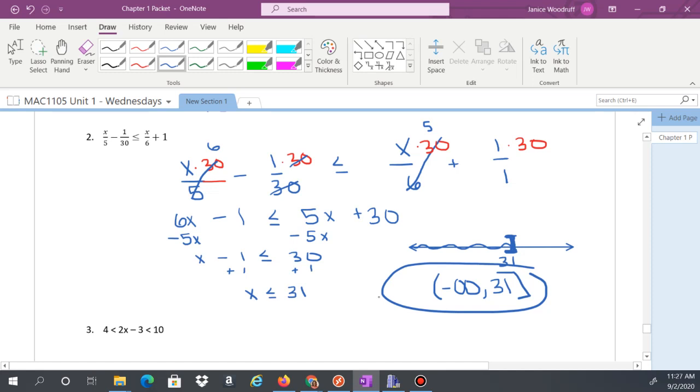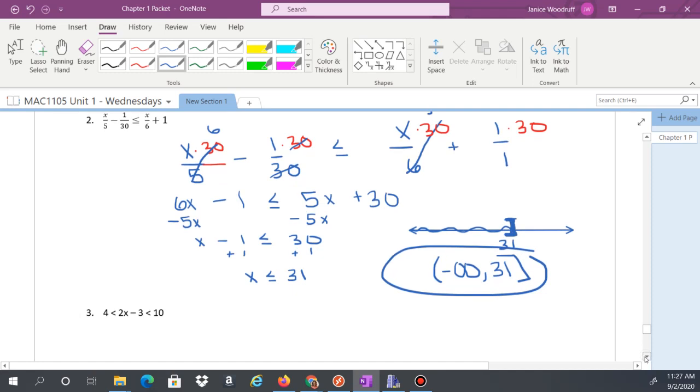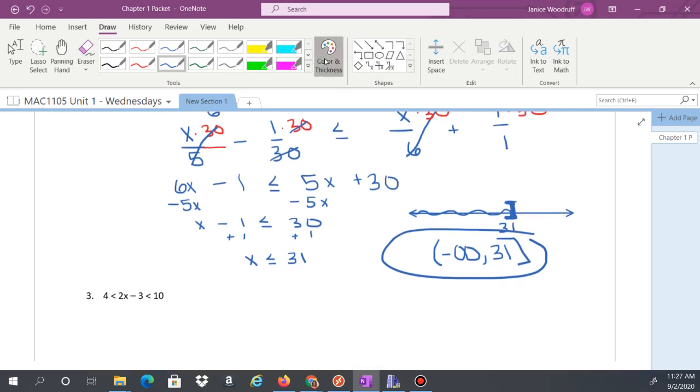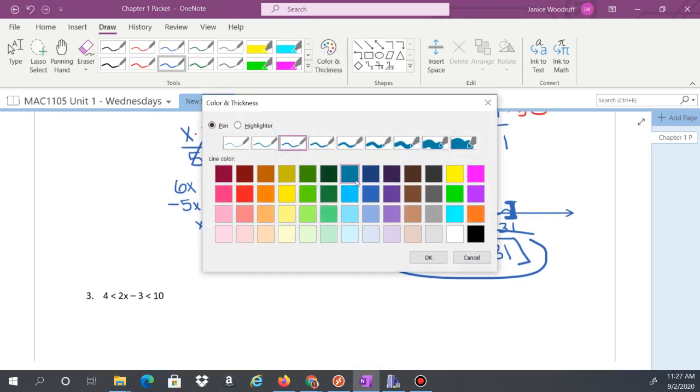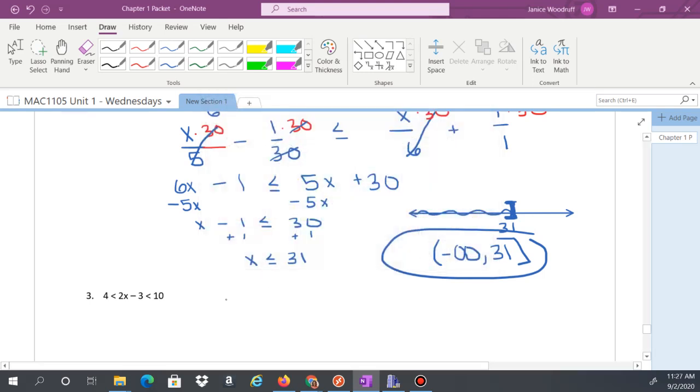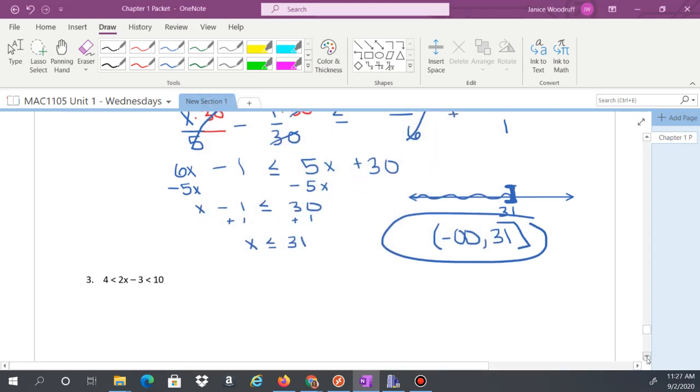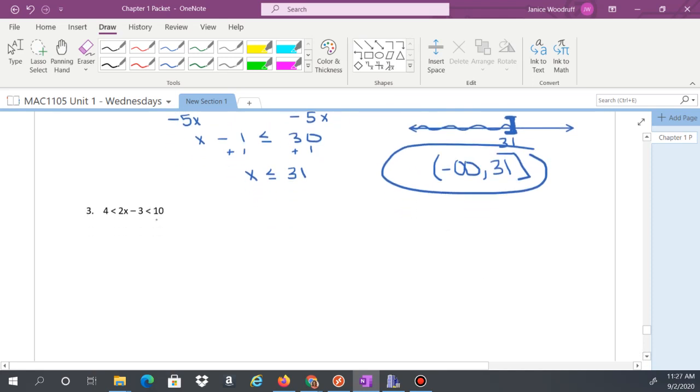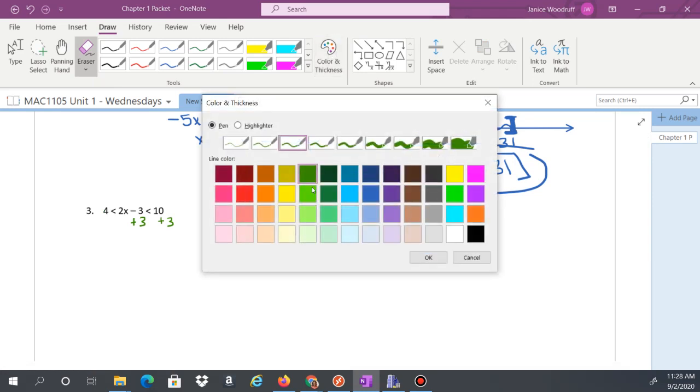All right, and then on number 3, you have a double inequality. So when you have the double inequality symbols, your goal here is just to isolate the x in the middle. Let's say I don't see the 3 at all, it's not there. Well, I'd add 3 to both sides. But that is there, so you're just going to add it to all 3 sides as opposed to just 2 sides.